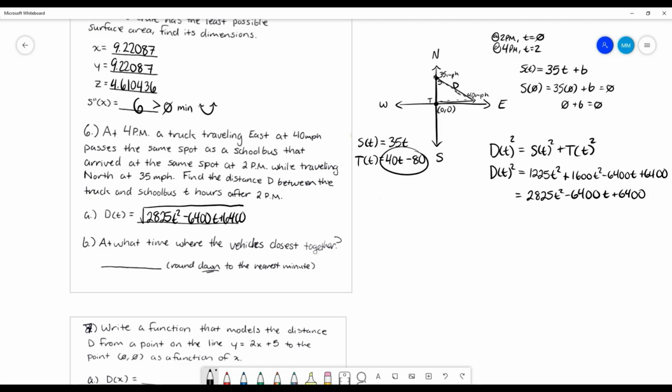But when we want to find the derivative of all of this, we don't actually have to find it in the square root for our purposes. We can just take the derivative of the square. So derivative of d of t squared is going to be 2d of t, right? And that's going to be 2 times that, which is 5650, I think. 5650 t minus that, and now I just divide by 2.